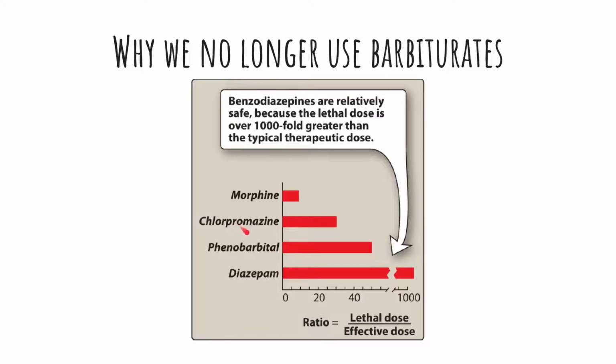Here we also have chlorpromazine, which I'm not sure what it is to be honest. And here we have morphine, which is an opioid, very low therapeutic index, almost 10. So yeah, benzodiazepines are relatively safe because the lethal dose is over 1,000-fold greater than the typical therapeutic dose. يعني, in order for the patient to suffer lethal effects, they would have to take 1,000 times the normal or the effective dose. So this is why they are extremely, extremely safe.